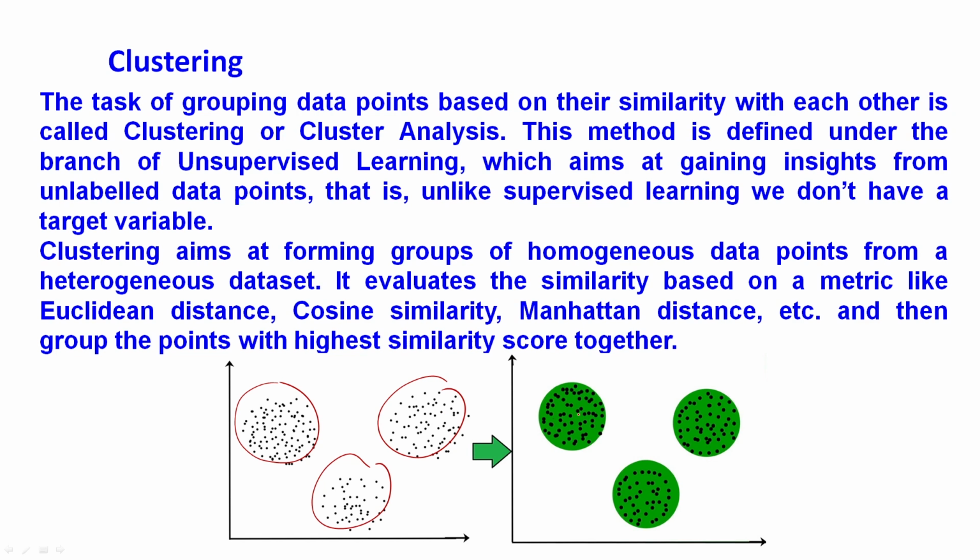You can see that we have grouped together, and the main aim is to form clusters or groups of homogeneous data points from a heterogeneous data set. That is what the aim is. How does it do this? It evaluates the similarity based on a metric. It can be Euclidean distance, cosine similarity, Manhattan distance, or many other distances also.